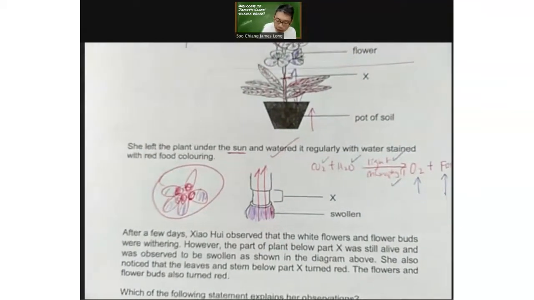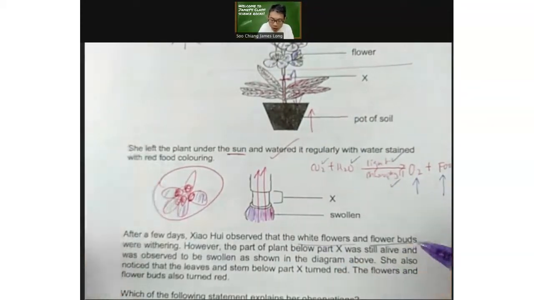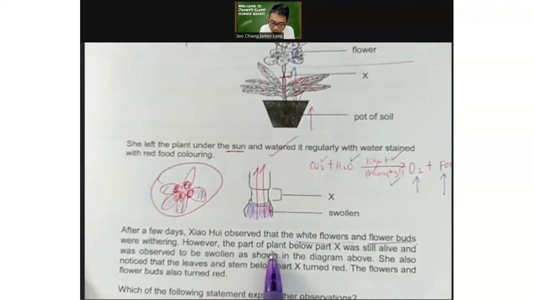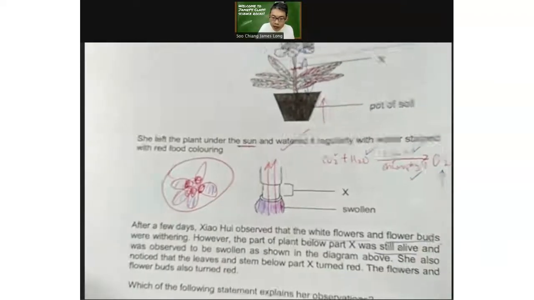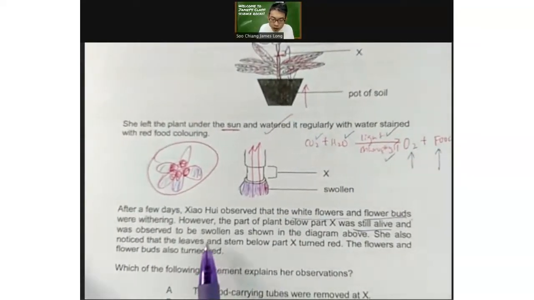Right, she also notices here, the white flowers, means the flowers remain white. The white flowers and the flower buds were withering, means they're dying. They're dying, it means they didn't receive either food or water or both. Now, I would say they did not receive any food. Let's double check some more. The part below X was still alive. Still alive means it still has water and still has food.